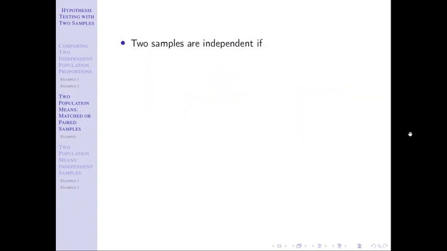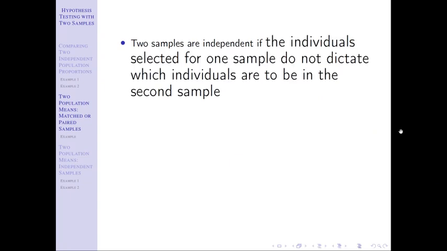Again, these are ideas we've already talked about. I just want to look back to them because they're very important for this chapter. Make sure we're all on the same page. Two samples are independent if the individuals selected for one sample do not dictate which individuals are to be selected in the second sample. And so what that means is if I take a group of people and I have an independent sample, that group of people doesn't tell me anything about who the next set of people is. The next set of people is just other people, and I don't know anything about them, or computers, or chairs, or whatever.